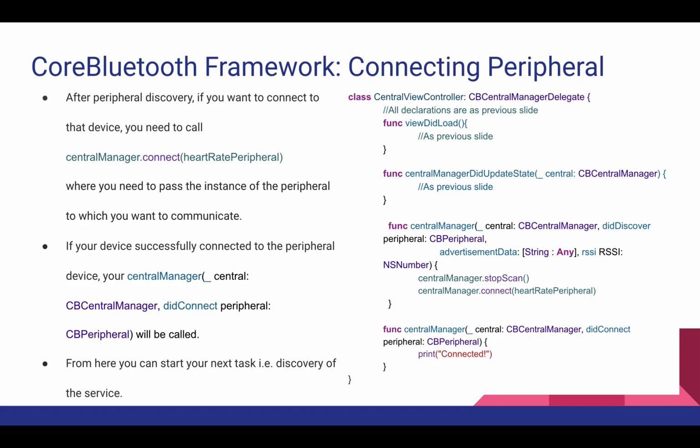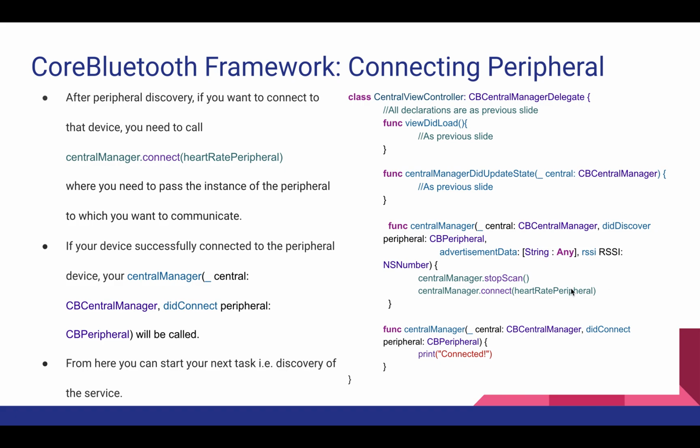So after successfully discovering the peripheral, the next step is establishing the connection. In the didDiscover function we need to call the connect function. Here we first call stopScan to stop the scanning process, and then we call centralManager.connect and pass the instance of the peripheral. Sorry, I did not declare this peripheral. You can see this peripheral instance which we are getting here, and we can pass it here.